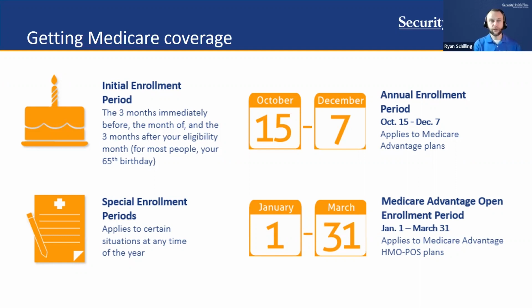But even besides that first enrollment period, every year from October 15th through December 7th is the annual enrollment period. So that's where people could add or drop or change or switch or do whatever you want to do. So we just got out of that a little bit ago, but even if you don't have anything else going on, every year you can make a plan change at least once a year.